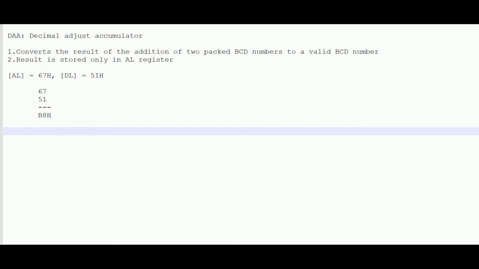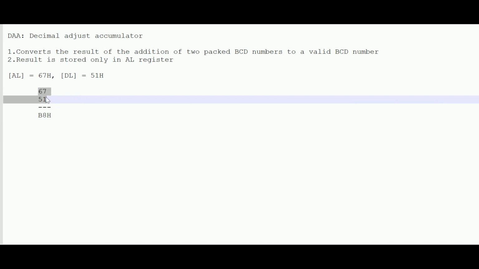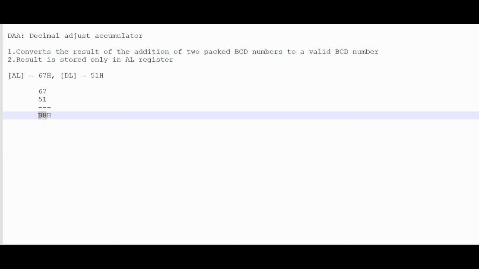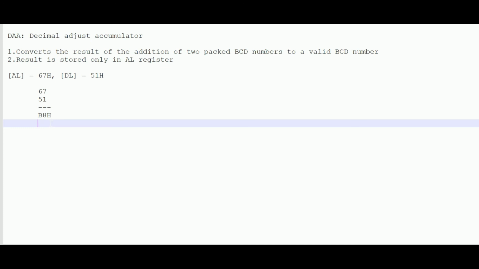Now DAA will convert the result of the addition of two packed BCD numbers. So here the addition of two packed BCD numbers 67 and 51, and it will convert to what? A valid BCD number. So here the number is B8. We need to check whether it is valid or not. If it is invalid, it will convert into a valid one.